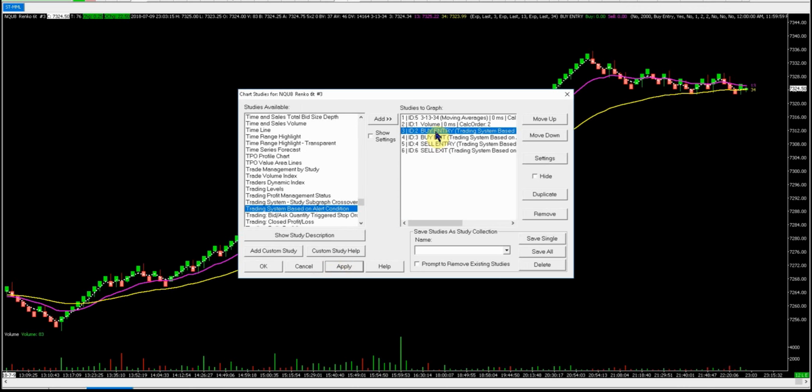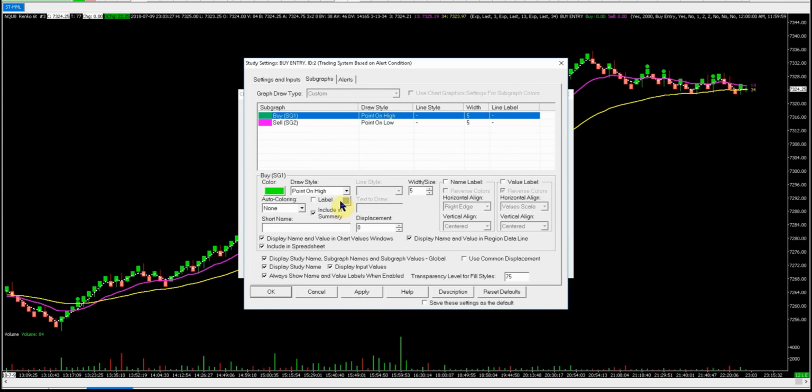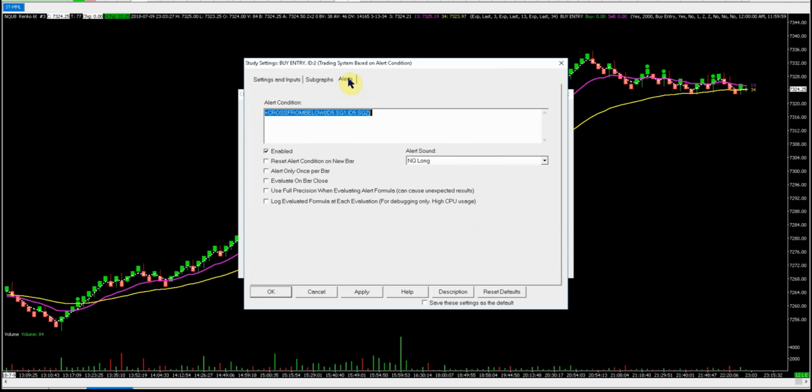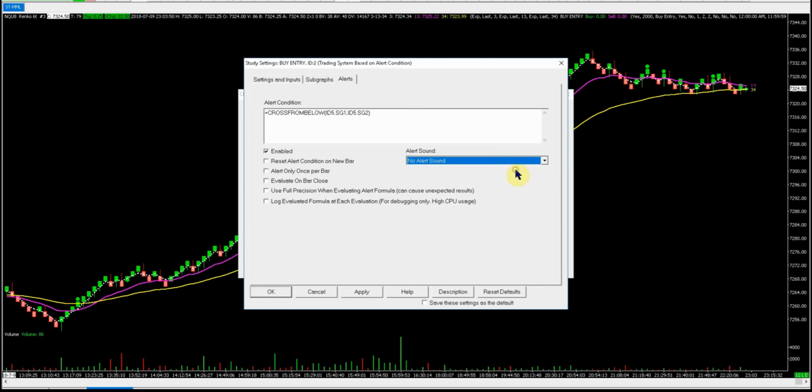Let's see, where is the, let's enable it. And enabling it, you don't want to send orders to your trade service. Buy, point on high. Okay. Looks good. Okay, buy, sell signals. So we've got a buy entry of cross from below, ID5 SG1 and ID5 SG2. I don't want anything to go off on that.